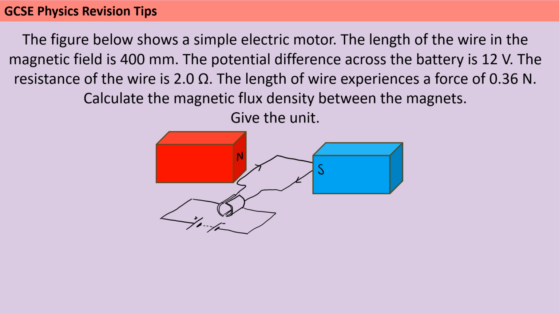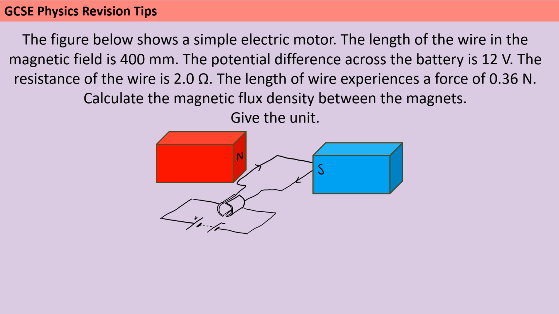Here's today's question. The figure below shows a simple electric motor. The length of the wire in the magnetic field is 400 millimeters. The potential difference across the battery is 12 volts. The resistance of the wire is 2 ohms. The length of wire experiences a force of 0.36 newtons. Calculate the magnetic flux density between the magnets and give the unit.